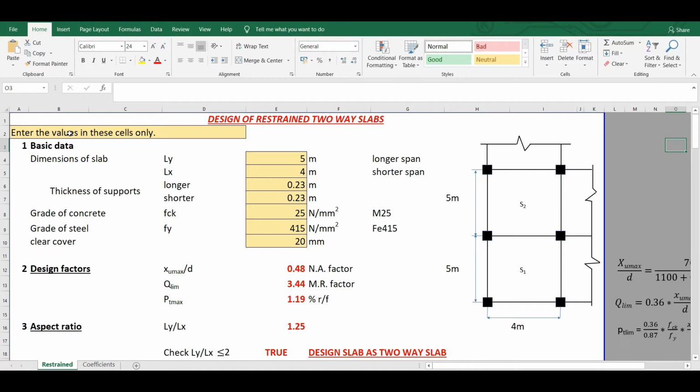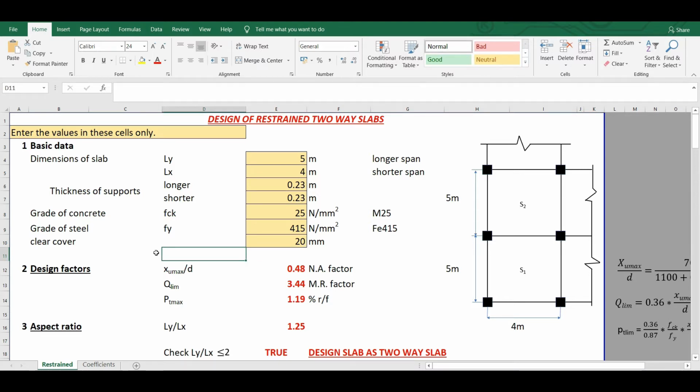First of all we will design the slab panel S1. The longer dimension of slab S1 is 5 meters, the shorter dimension is 4 meters, and the support size is 230 mm by 230 mm. We will design the slab for M25 grade concrete and Fe415 grade steel. Here I have assumed the clear cover as 20 mm.